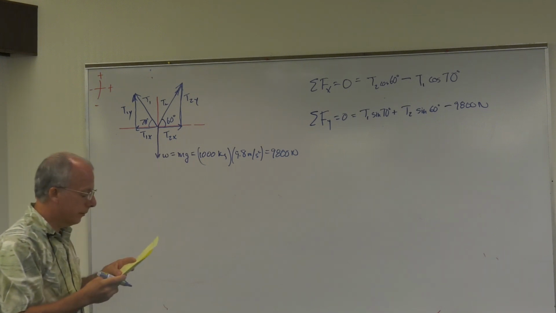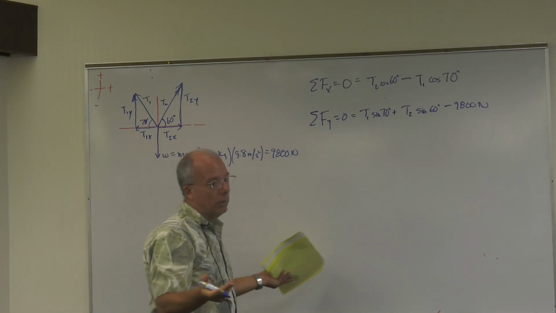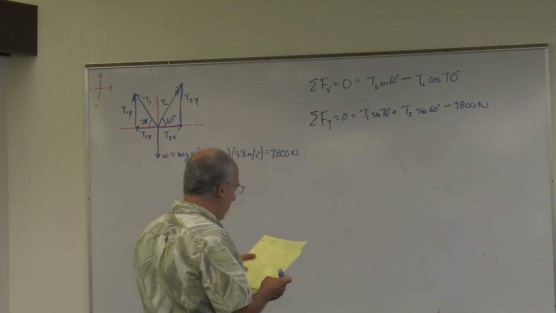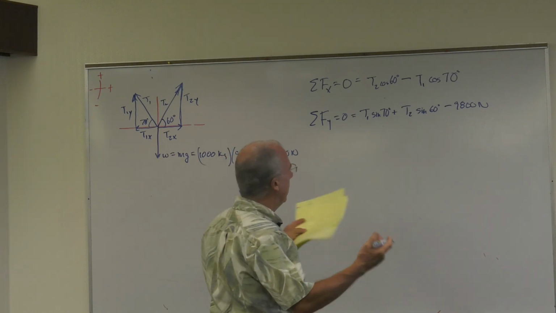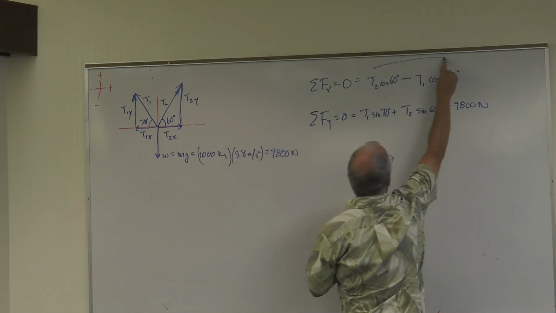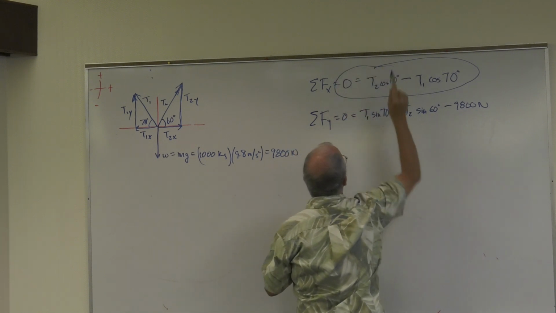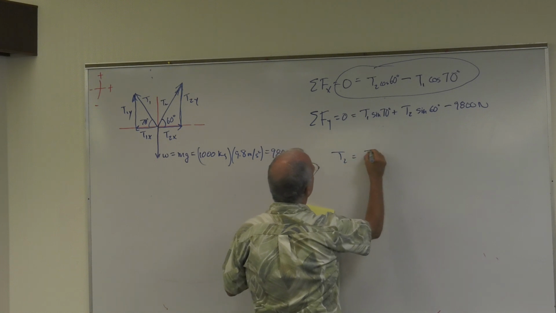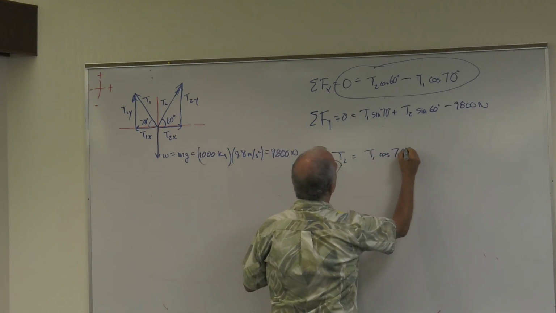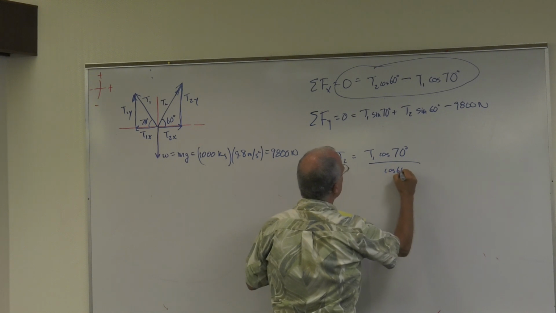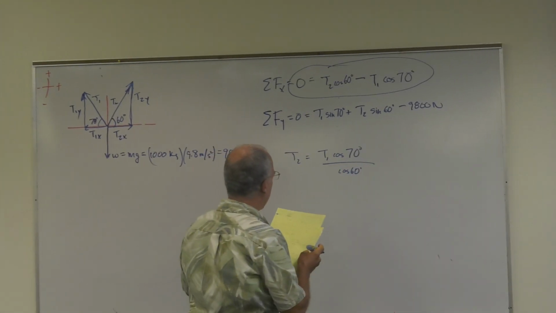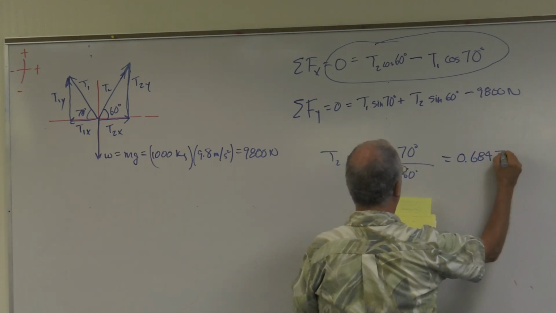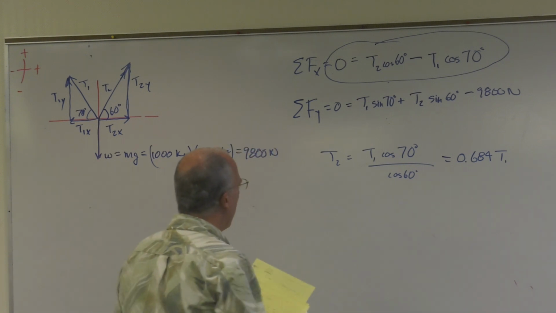Okay, so two equations, two unknowns. You can solve it whatever method you want. I think I used a substitution method this time. Sometimes I do, sometimes I don't. So use this and solve for T2. So T2 is equal to T1 cos 70 divided by cos 60. And that comes out to be 0.684 T1. Okay, so now we know what T2 is.